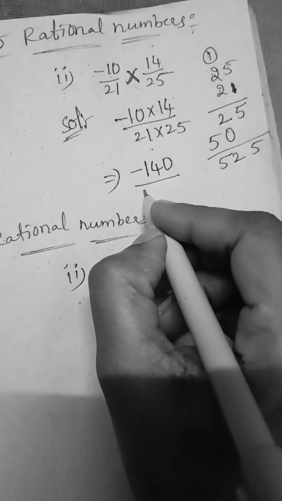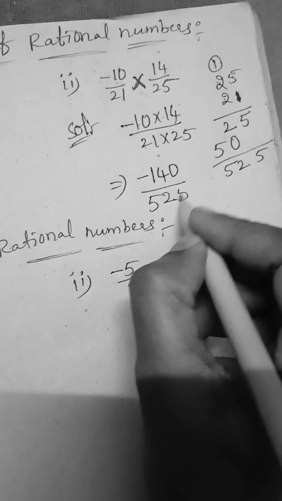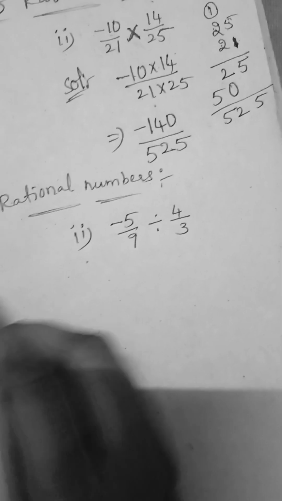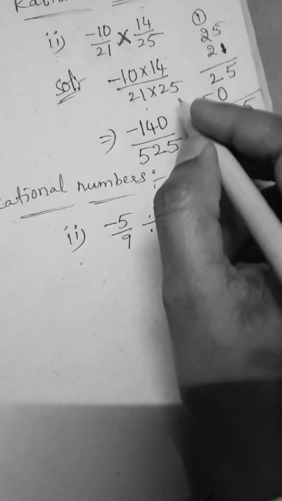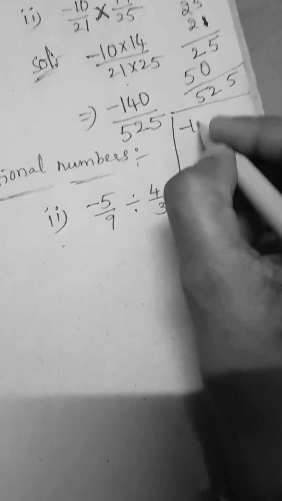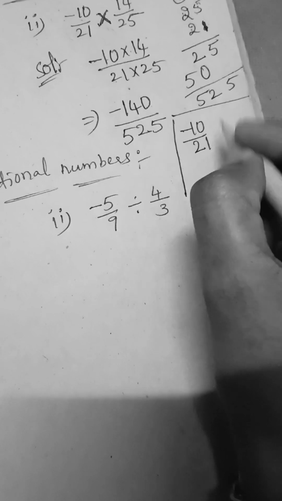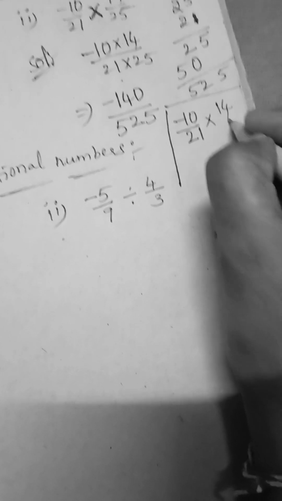And here 5 25. Otherwise you can do cancellation only. Here this is one method. If you are getting cancellation you have to do it. Otherwise, another method: 10 by 21 into 14 by 25.